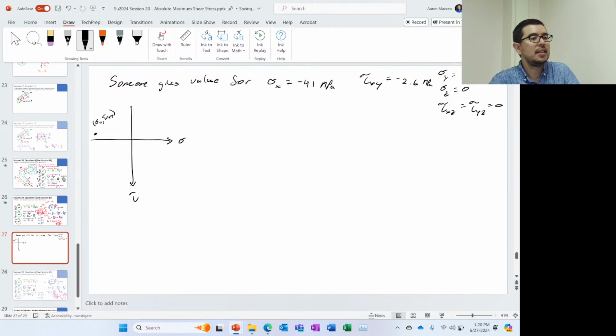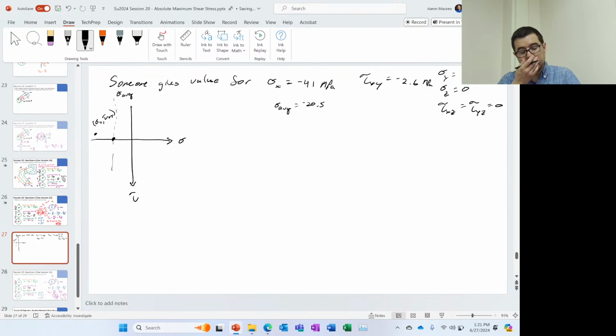Find the average, define the midpoint. Right, so the average would be like minus 20.5 or something like that, right? So we'll say sigma average is minus 20.5, 21, something in that ballpark. So that's going to be halfway, right, around there. Okay, and we can call that the average.